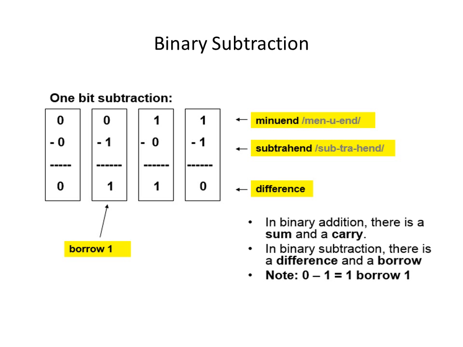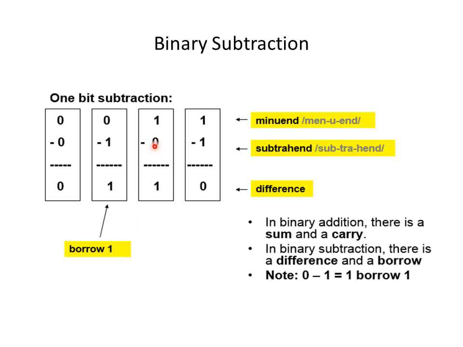Next is binary subtraction. In binary subtraction, there are 2 bits, the minuend and the subtrahend. 0 minus 0 is 0. For 0 minus 1, the minuend is the lesser number and the subtrahend is larger, so we have to borrow 1. So the difference is 1 and the borrow is 1.